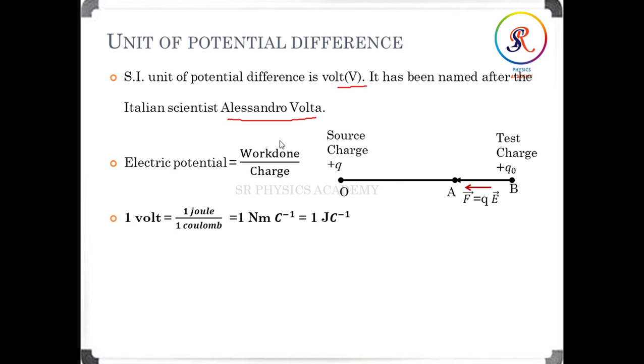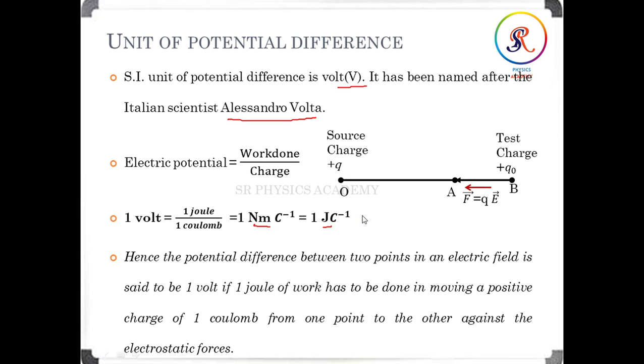That is 1 volt. 1 volt is equal to work done by charge. In small classes we learned that the unit of work done is the joule and the unit of charge is the coulomb. So we can write 1 joule as Newton meter, and coulomb is in the denominator, so when it goes to the numerator, it becomes coulomb to the power minus 1. Then this Newton meter we can also write as joule. So finally 1 volt is equal to 1 joule coulomb^-1. That is the definition of 1 volt.